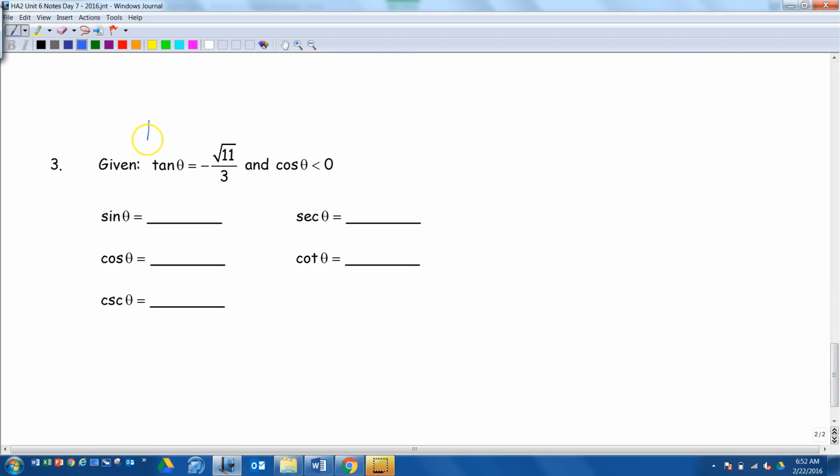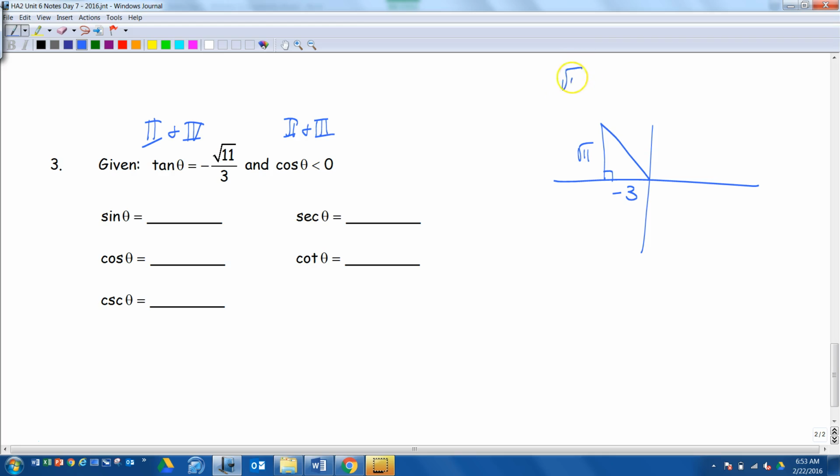Tangent's negative, and that happens in 2 and 4. Cosine's negative in 2 and 3. So we're in quadrant 2. So there's my triangle in quadrant 2. Tangent is negative root 11 over 3. Put the negative on the correct spot. Does the negative go with the root 11 or with the 3? Hopefully you guys see that since the x is negative, it goes there.